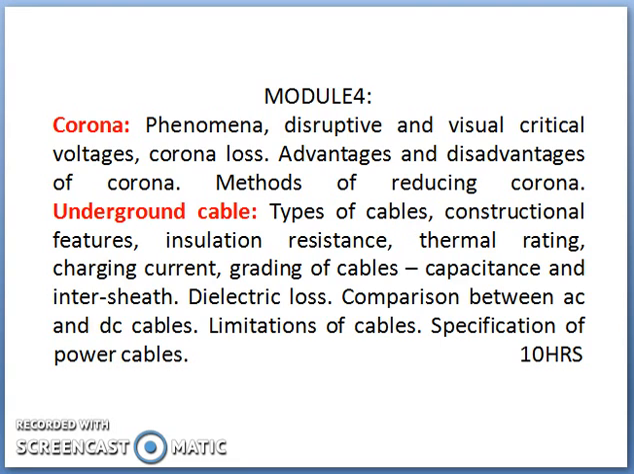Friends, Module 4 deals with corona as well as underground cables, as I told. In corona, we'll be studying about the phenomena of the corona, disruptive and visual critical voltages, corona loss, advantages and disadvantages of corona, as well as methods of reducing corona.